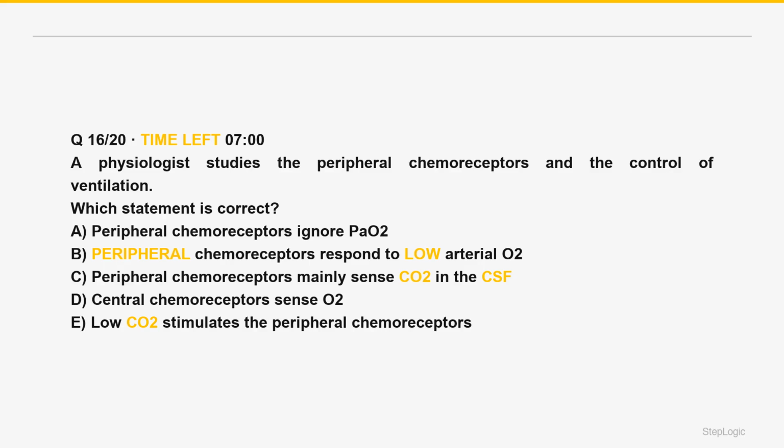Which statement is correct? A physiologist studies the peripheral chemoreceptors and the control of ventilation. Read the command: which peripheral chemoreceptor statement is correct? Peripheral, carotid or aortic bodies sense low PaO2, less than 60, high CO2, low pH, leads to hypoxic drive. Central, medulla, sense CSF pH or CO2, main driver.